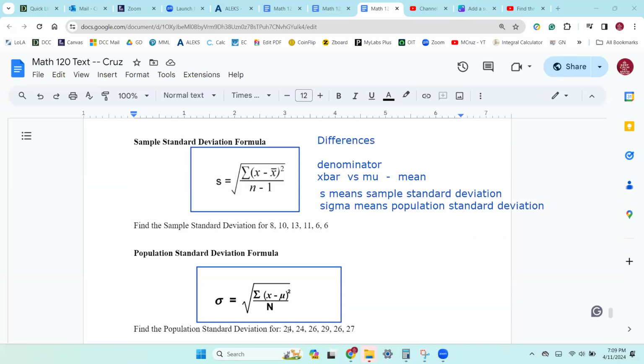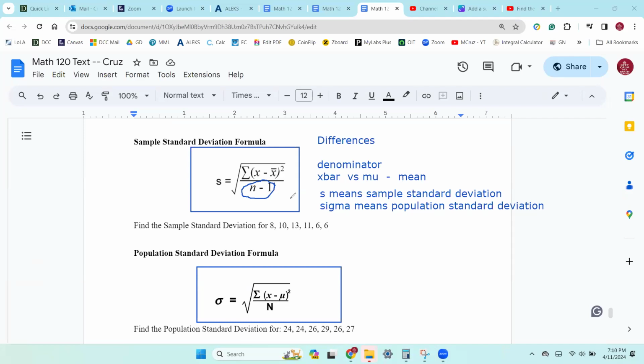All right. So there's the differences right there. But the main difference is really just this right here. Now, n means the same thing that it's meant throughout our textbook. N is the number of elements.